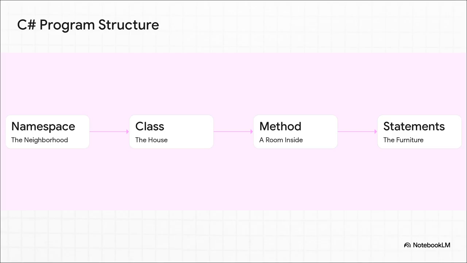At the very top, you've got a namespace. Think of that as the neighborhood your house is in. Then, inside that neighborhood, you have a class. That's the house itself. Inside the house, you've got methods. Those are the individual rooms, each with its own purpose. And finally, inside each room, you have statements. That's the furniture, the appliances, the stuff that actually does things.